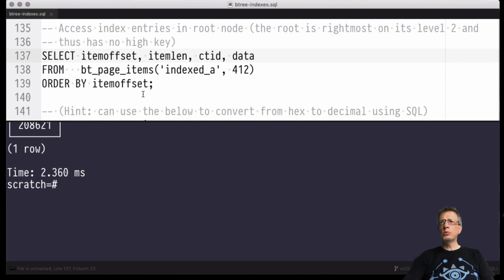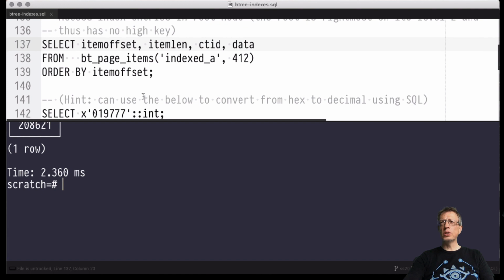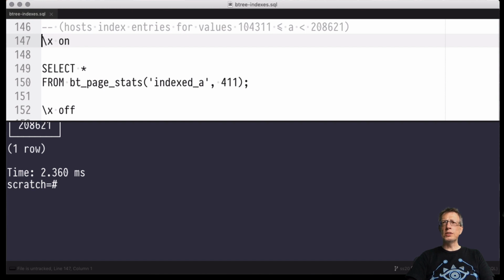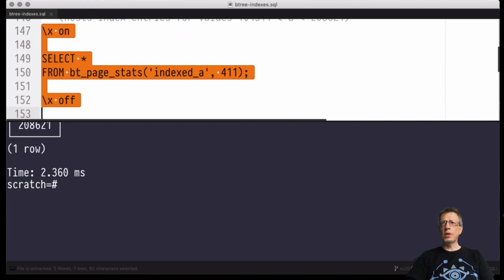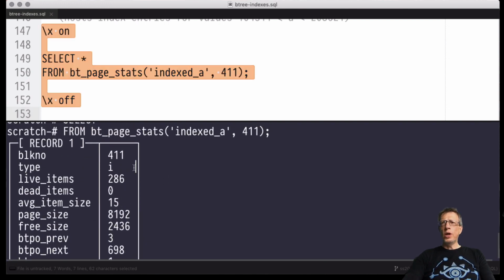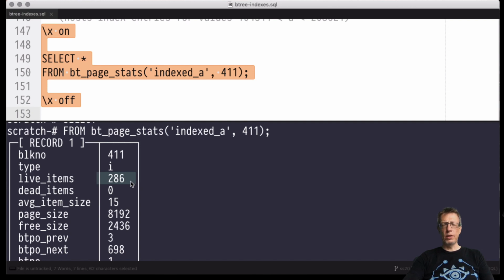Now it's time to look at this page 411. And page 411 is indeed a page on level 1. It's already at depth 1 inside the B+Tree. So indeed we are looking at an inner node now. And it has quite a number of live items, quite a number of index entries stored in itself. 285. One of these entries is indeed a high key, so let's disregard that. So it's 285 entries that is being stored here.